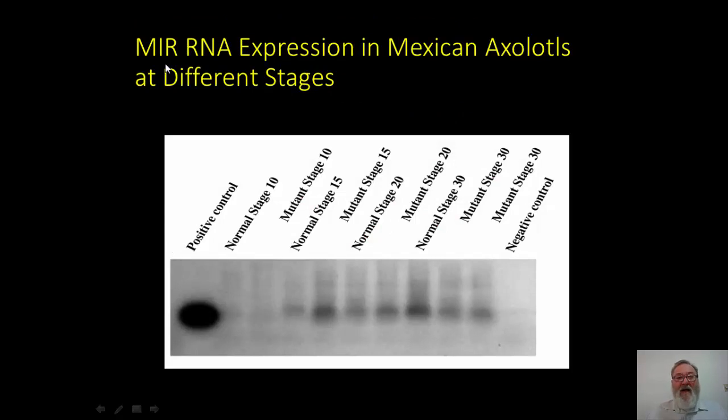And we were then able to look at MIR expression at different stages and compare the normals with the mutants. And our expectation was that the mutants wouldn't have this MIR. Well, it turned out that was not the case. At stage 10, we didn't see much, but we didn't expect to see anything until stage 15. However, at stage 15, which is the heart induction stage, both normal and mutant embryos showed the MIR.